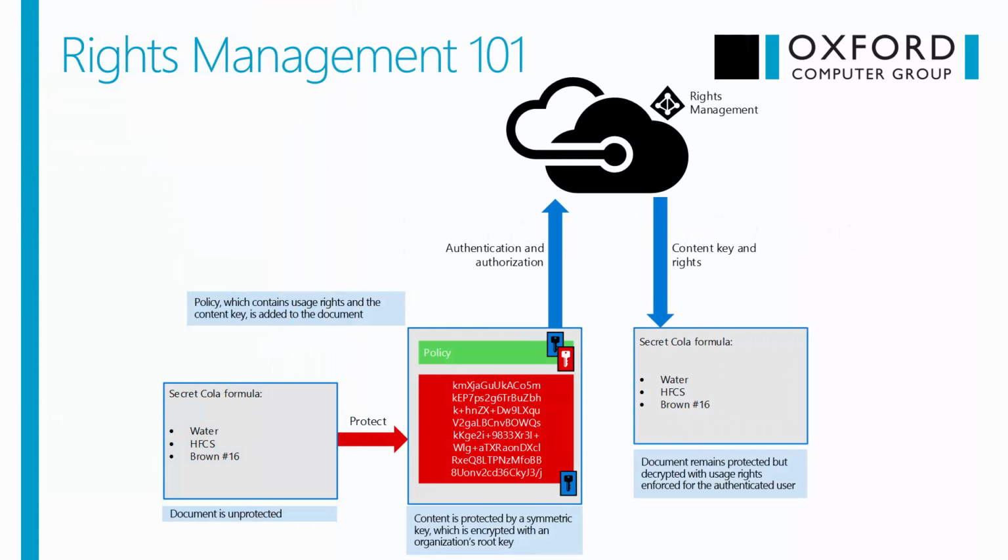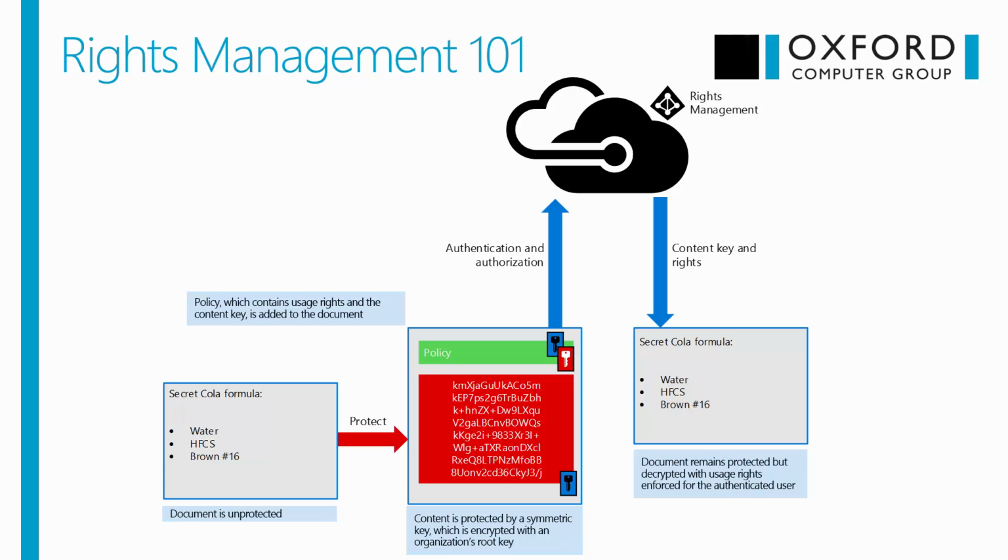On the left, we have an unprotected document which contains our secret cola formula, which is water, high fructose corn syrup, and the all-important brown dye number 16. So that document is protected. The encryption is actually done on the client. When it's protected, it's done on the client, whether that be in a PowerPoint document, a Word document, or Excel. But the encryption is done on the client.